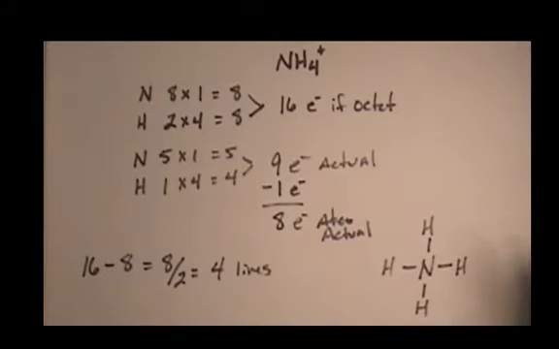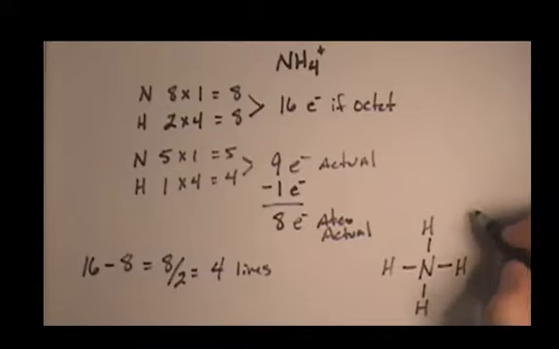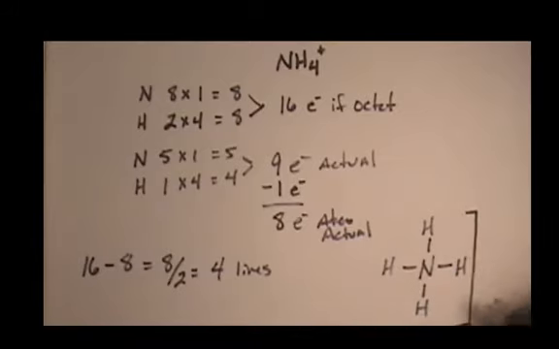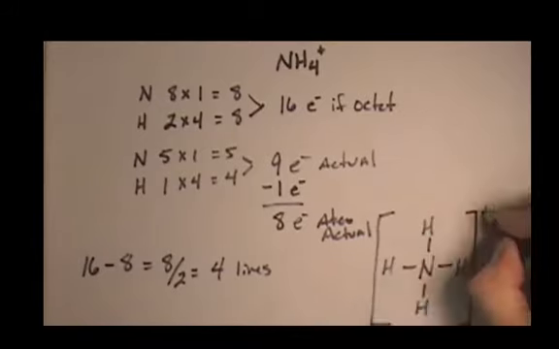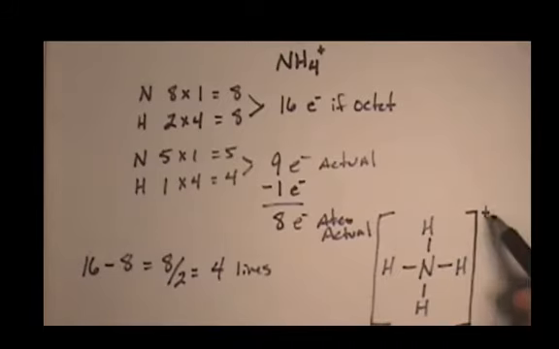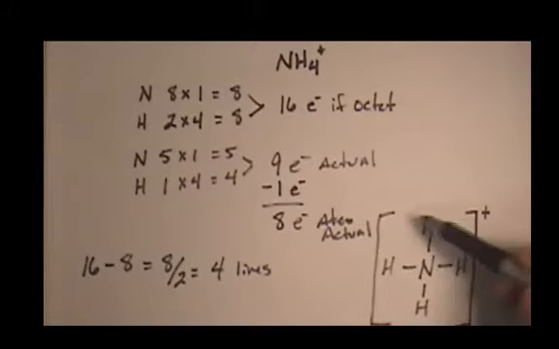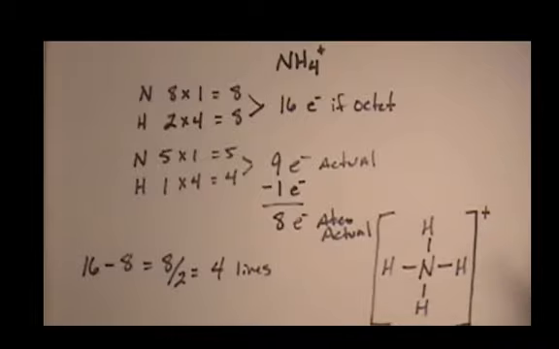The last thing we do when we're dealing with a charged ion is we put it in brackets and we put the positive charge up here. This represents that this molecule overall has lost 1 electron and has a +1 charge. We don't know what atom lost that electron because they all are in a cloud as a group, but this molecule overall has lost 1 electron.